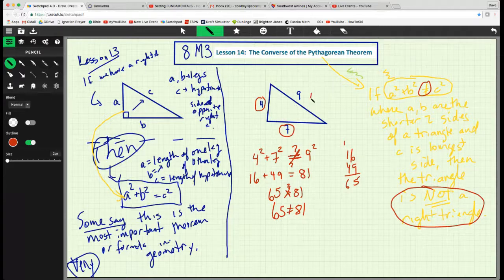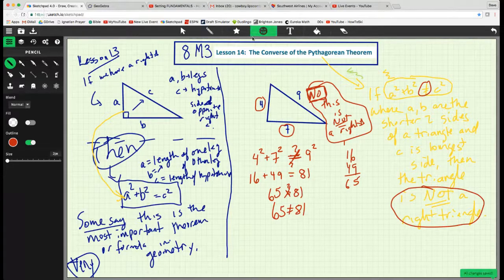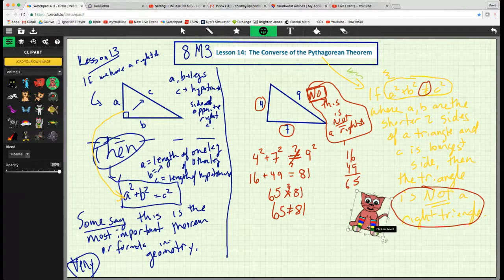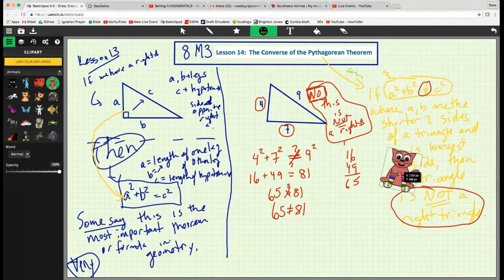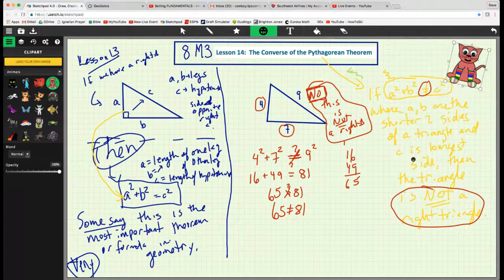So no, this is not a right triangle. Put a big box around it, and I am going to give us a happy cat because this is the entire lesson. This is the entirety of the lesson.